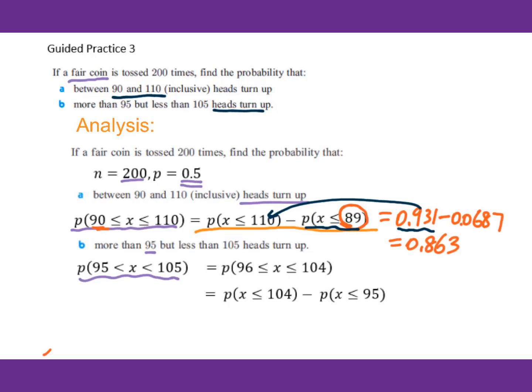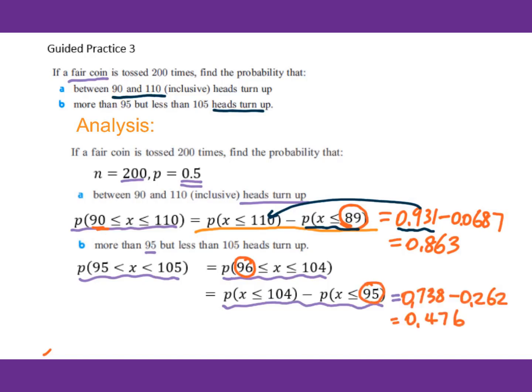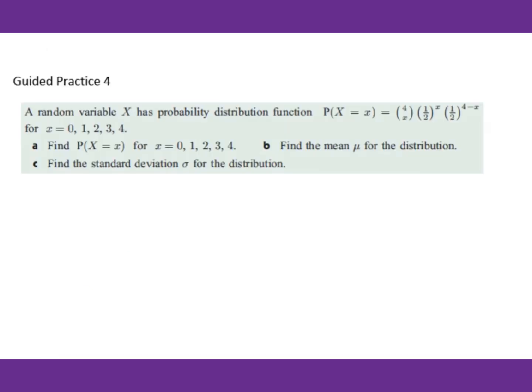Since this is a binomial distribution, I can write down this. X will be greater than or equal to 96, but less than or equal to 104. So we can use this formula to figure out the solution. Pay more attention that this is 96, but here it's 95. After we put it into the graphing calculator, you will get 0.476. Let's go to guided practice 4.